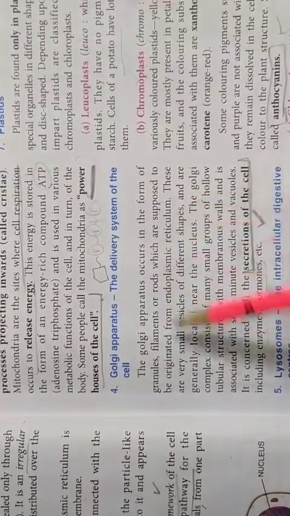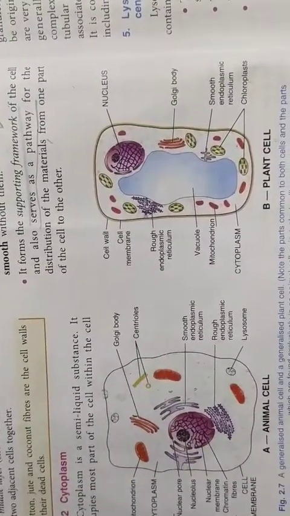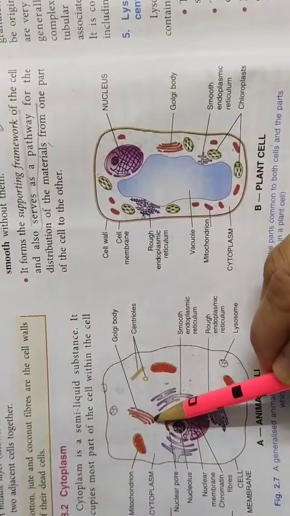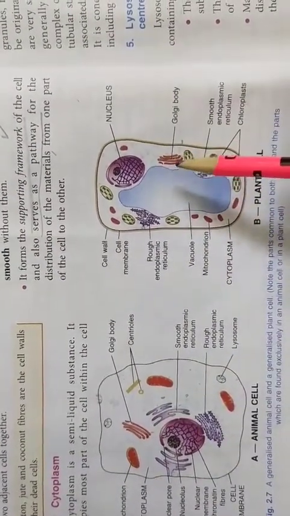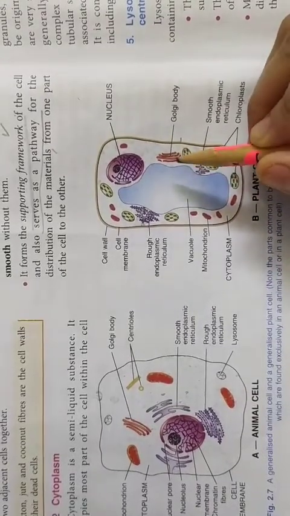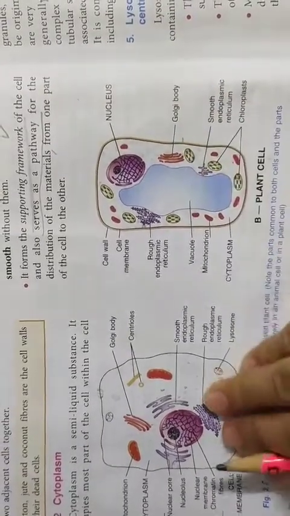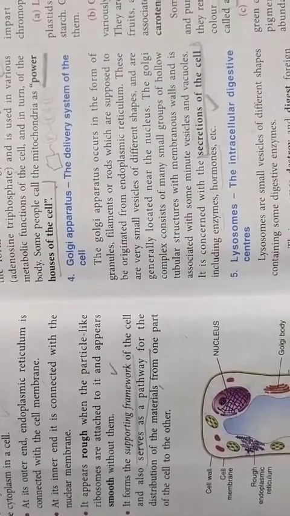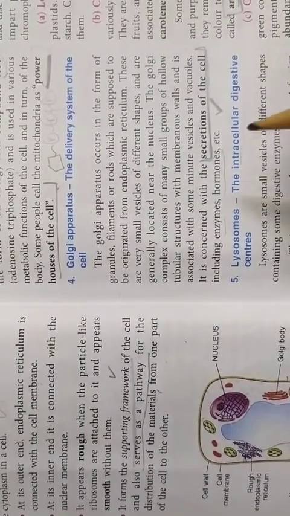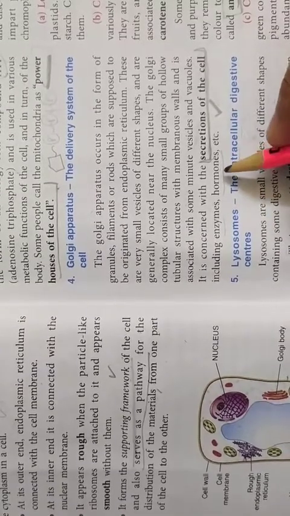Now the next cell organelle is Golgi apparatus, the delivery system of the cell. So Golgi apparatus occurs in the form of granules, filaments or rods. So if we see this diagram, this is the Golgi body. Golgi body is present in both plant and animal cells. Its main function is to secrete. For example, I can give you one example: like you have studied in class 8 the endocrine system, and they release hormones. These are secreted.